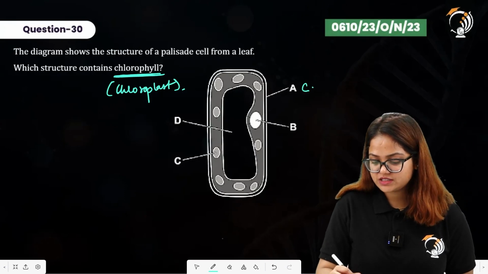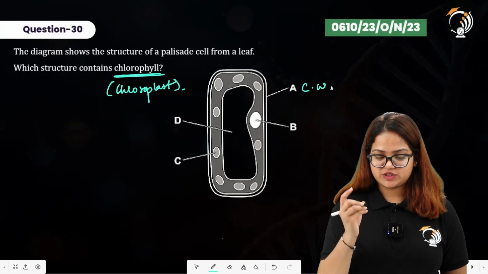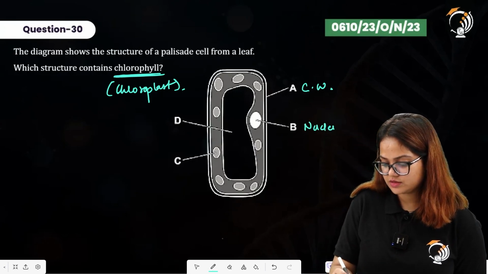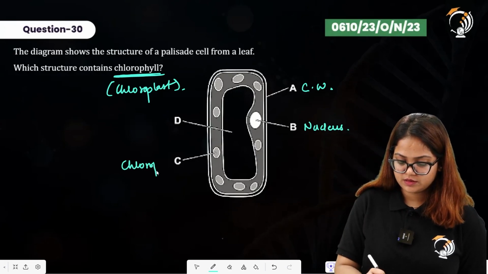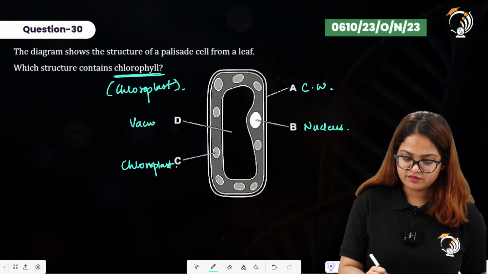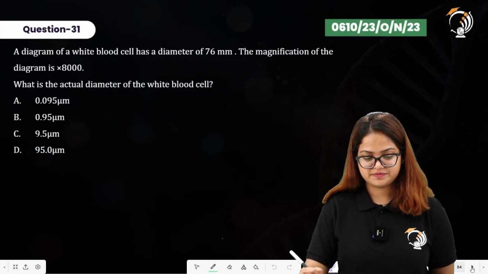So A here represents cell wall. We solved a similar question in previous slides as well. So B here represents nucleus. C is chloroplast. D is vacuole. We have got the answer as C, chloroplast.